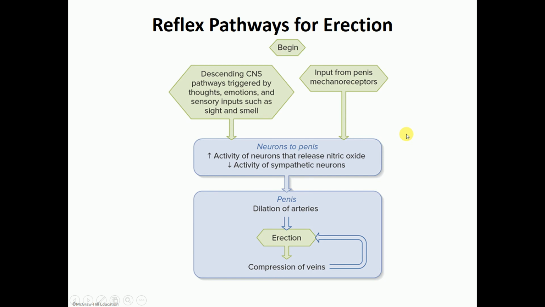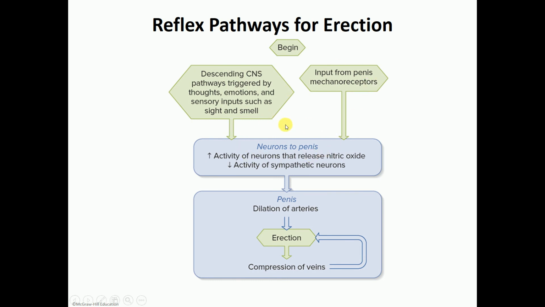Now the reflex pathway for an erection, and the whole process begins through one of either two ways or both. So we've got input from the penis through the stimulation of the mechanoreceptors, or different thoughts, different sensory inputs, such as different sights or smells that are going to stimulate the autonomic nervous system. So there will be descending CNS pathways that are triggered by these things.